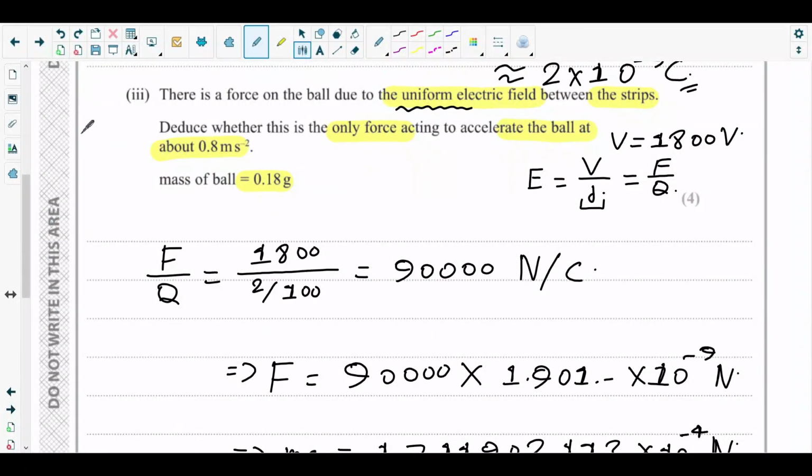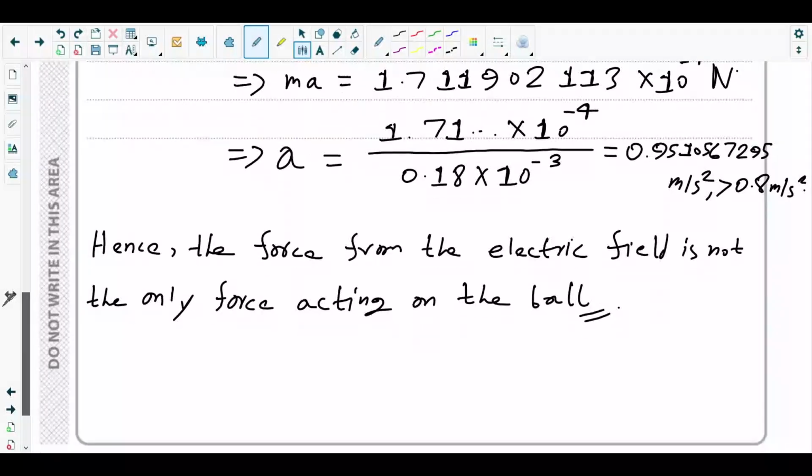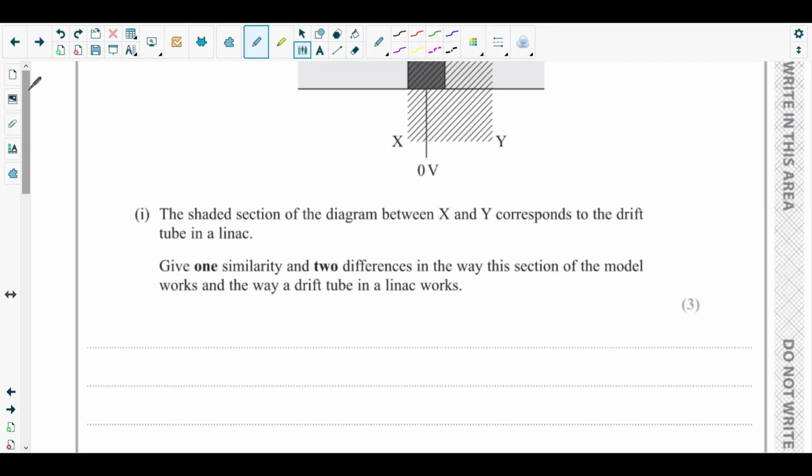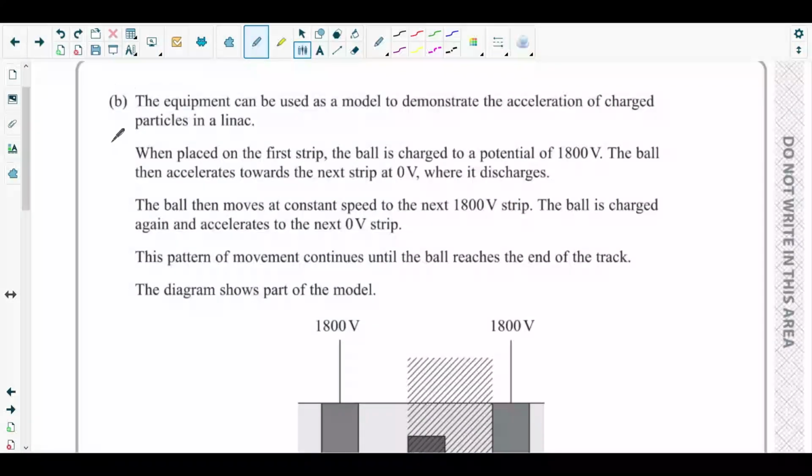Okay, next is part B, part B of question number 16. Here in part B, the question says the equipment can be used as a model to demonstrate the acceleration of charged particles in a Linac. Just at the beginning of the question, I said the model is pretty much like a Linac, right? So here they are comparing the model with a Linac.